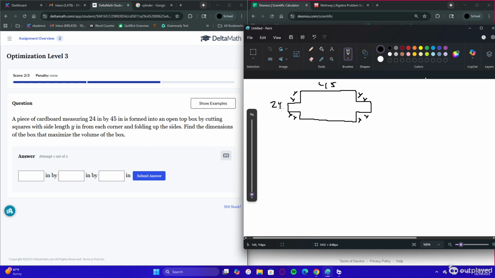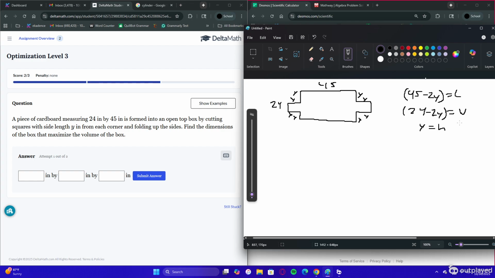So we have to find the length times the width times the height. That is the maximum, right? So our length would be 45 if we didn't have these two y's right here that are making our length shorter. So since these two y's are making our length shorter, it'd be 45 minus 2y, that's our length. And same thing for the width right here, it'd be 24 minus 2y, and then our height is just y.